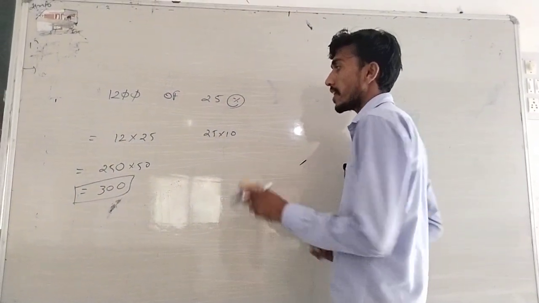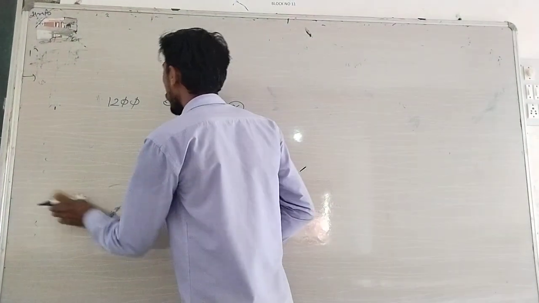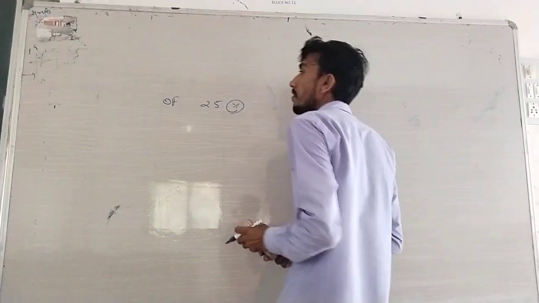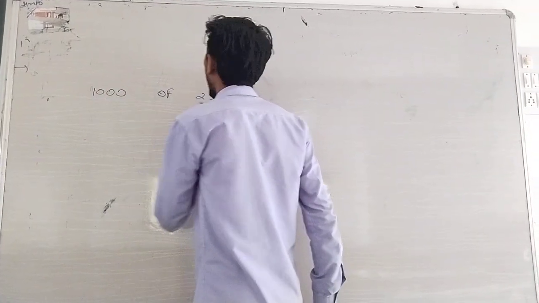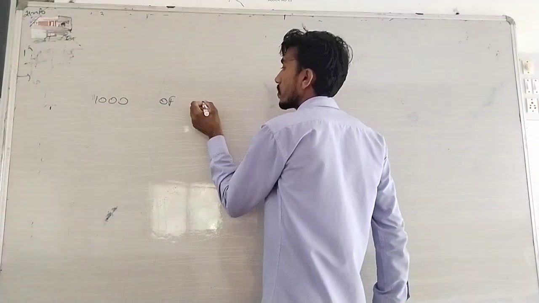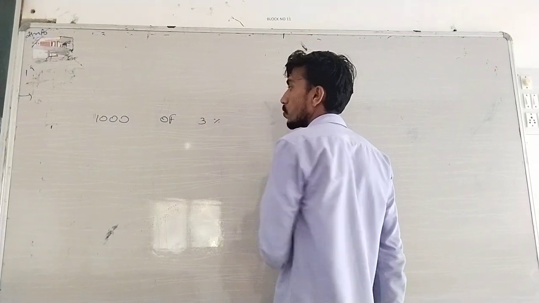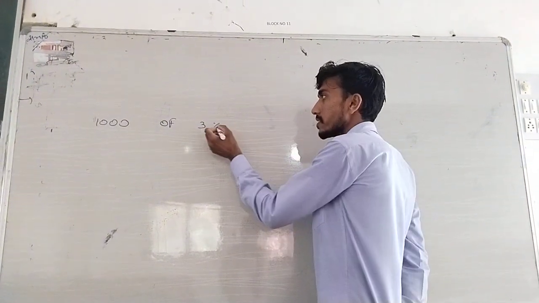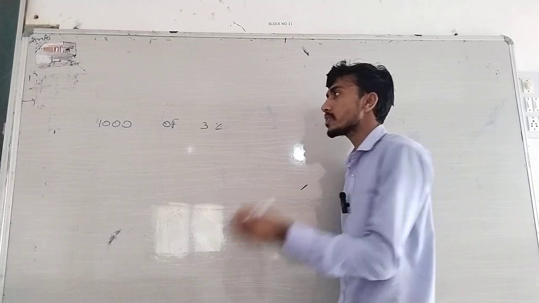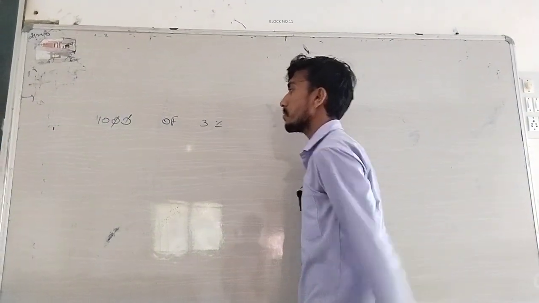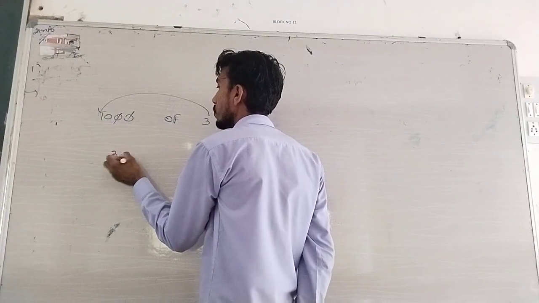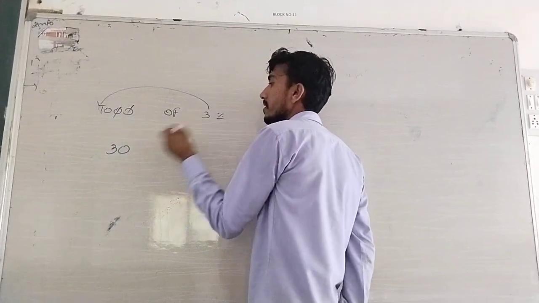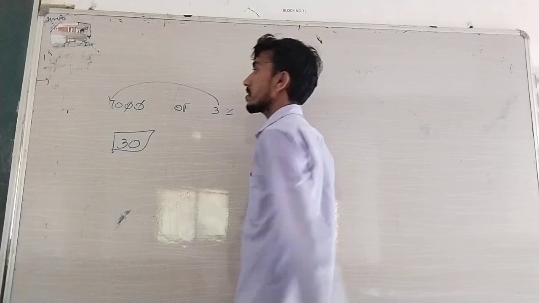Okay. After that, I write any amount. You can see, I write 1000 of 3%. So what is my answer? You can see there is a percentage. So I cross out the two zeros. So my answer is 3 ones are 3 and 0 to 0, 10 3s are 30. So my answer is 30.